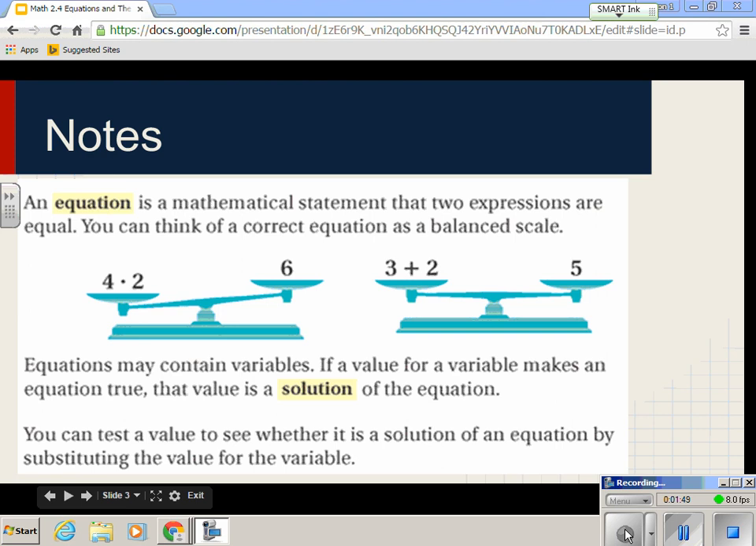Okay, so let's get into some of our notes for this lesson. All right, there are a couple things we're going to bring up here. The first one is what an equation actually is and what a solution is. So let's go through the first one first.